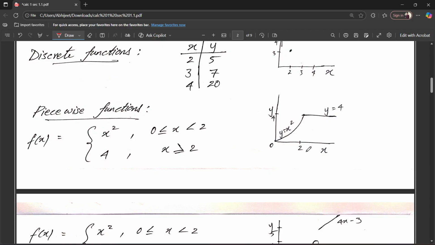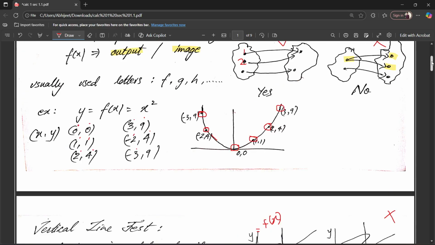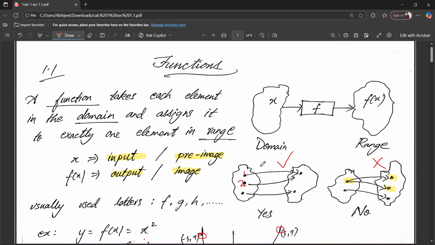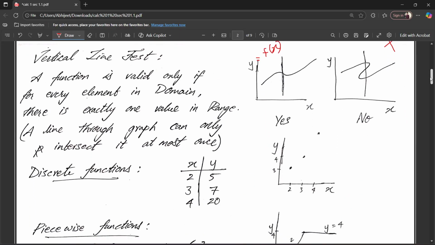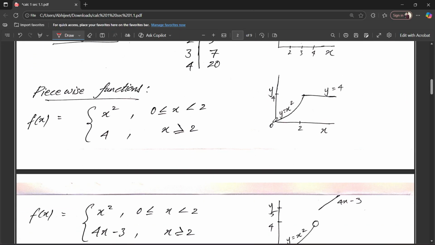Piecewise functions. Now, a function need not be defined the same way throughout the domain. Again, what is a domain? Let's go back. Domain is the set of all values that x can be, meaning all the values that the input can be. Piecewise functions do this. They look at some part of the domain, and for that, they give you one output, and for the other, they give you another output.